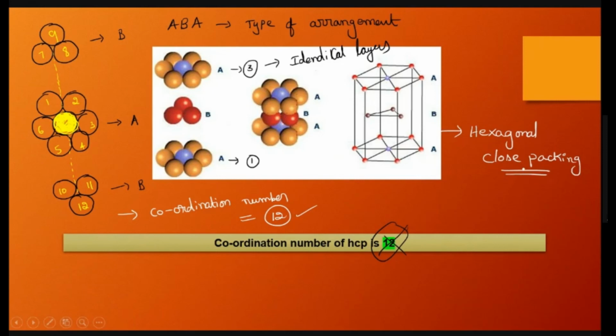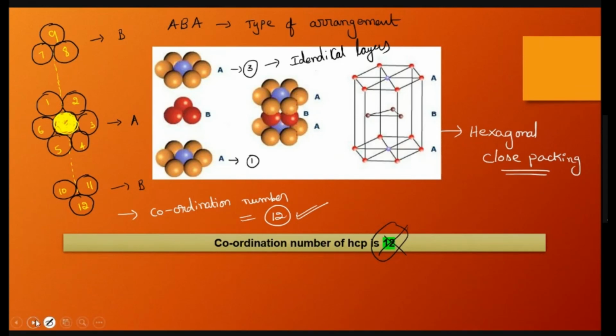Right. So I think I made myself clear and I told you what the coordination number is. I think you are convinced with this. I hope you understood. So the coordination number is 12. You have to remember this. And how did we get this arrangement? When you place the third layer over the second layer by covering the tetrahedral voids.